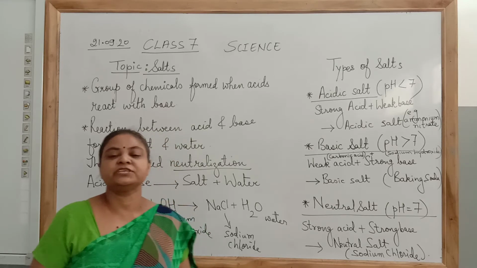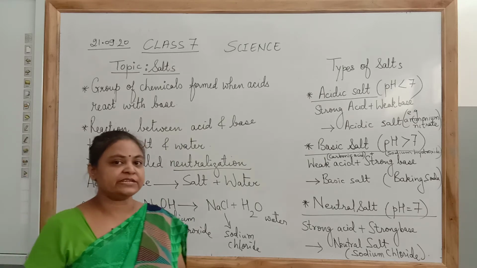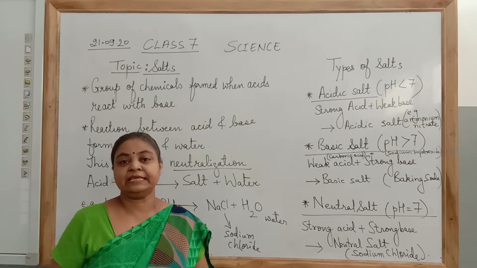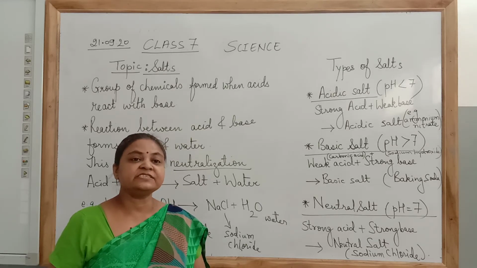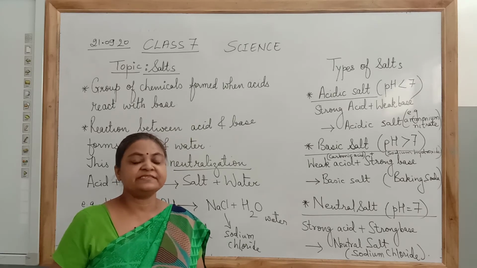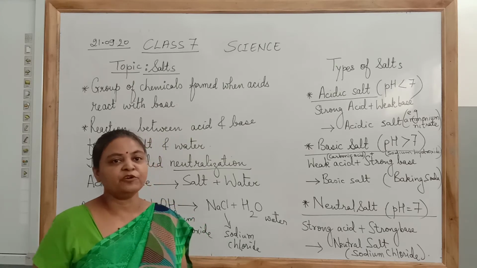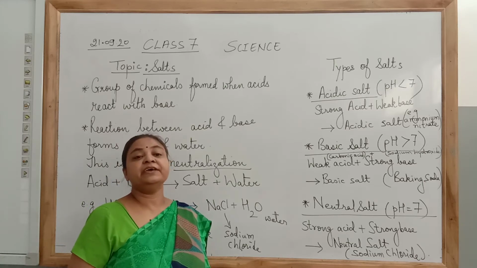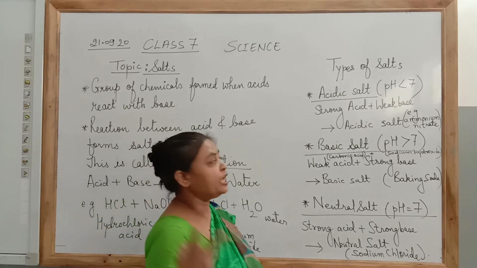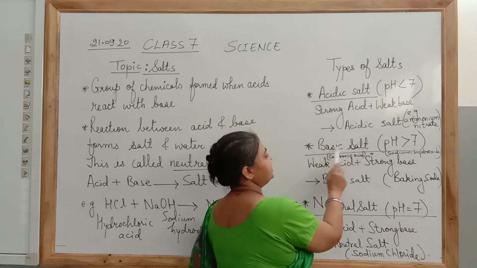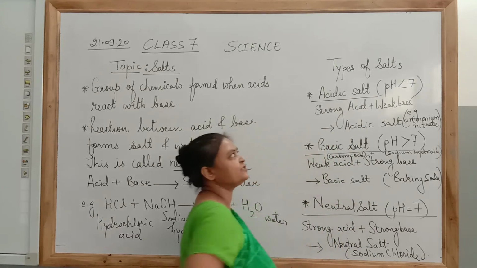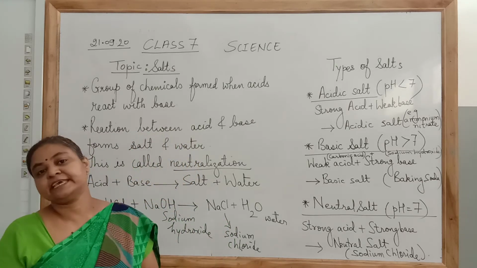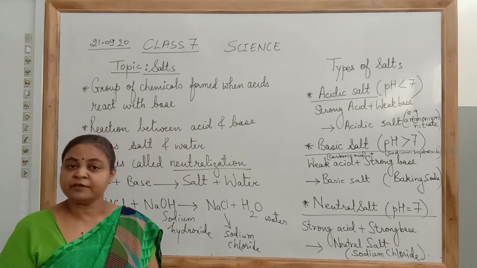Now we have a notion that salts are always neutral, but it is not so. We have studied about the pH scale. Right? So, depending on the pH scale, acids and bases are strong and weak, and depending on that pH scale, salts also can be classified as three types: acidic salts, basic salts and neutral salts. Now, this depends on which acid and which base is taking part in the formation of that particular salt.